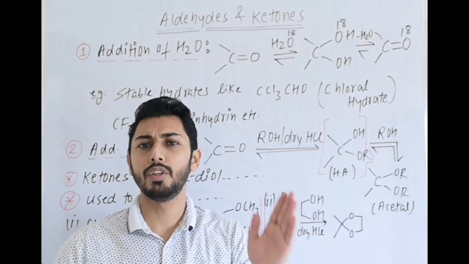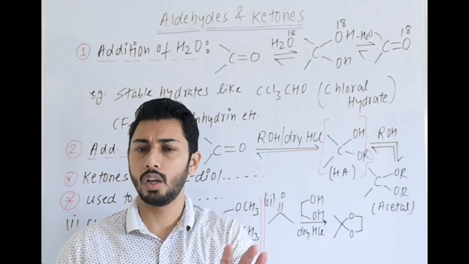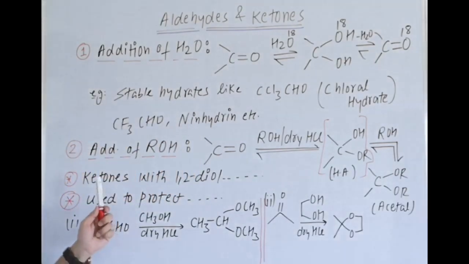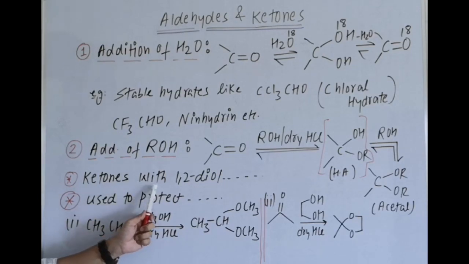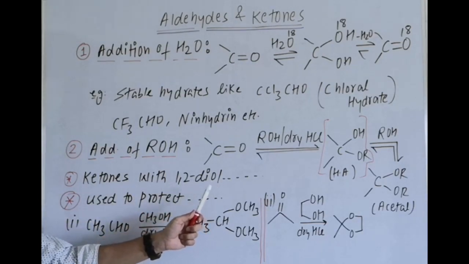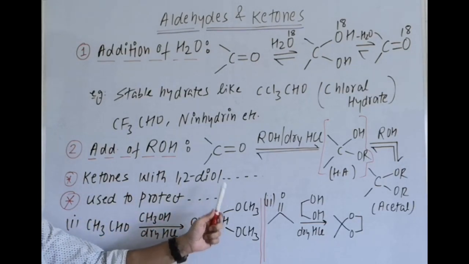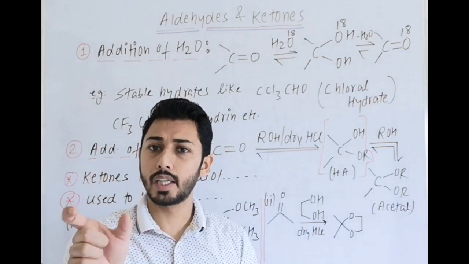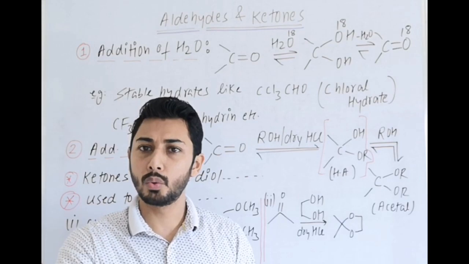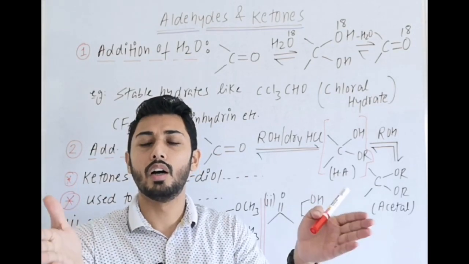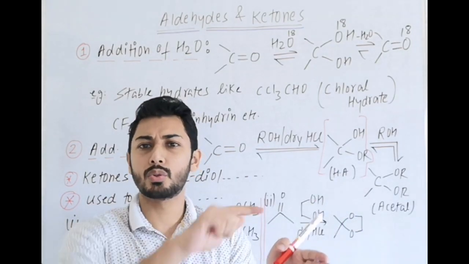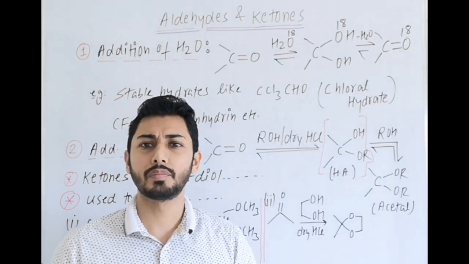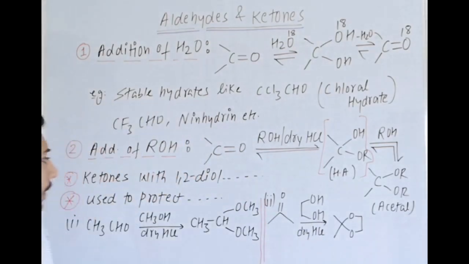If it is aldehyde, we use alcohol. If it is ketone, then we use diol. Like here it is written, ketones protected with 1,2-diol, and the specific example most commonly used is ethylene glycol. In NCERT also you can mark ethylene glycol is 1,2-diol, and ketones react with 1,2-diols to give a cyclic structure which is termed as ketal or cyclic ketal.